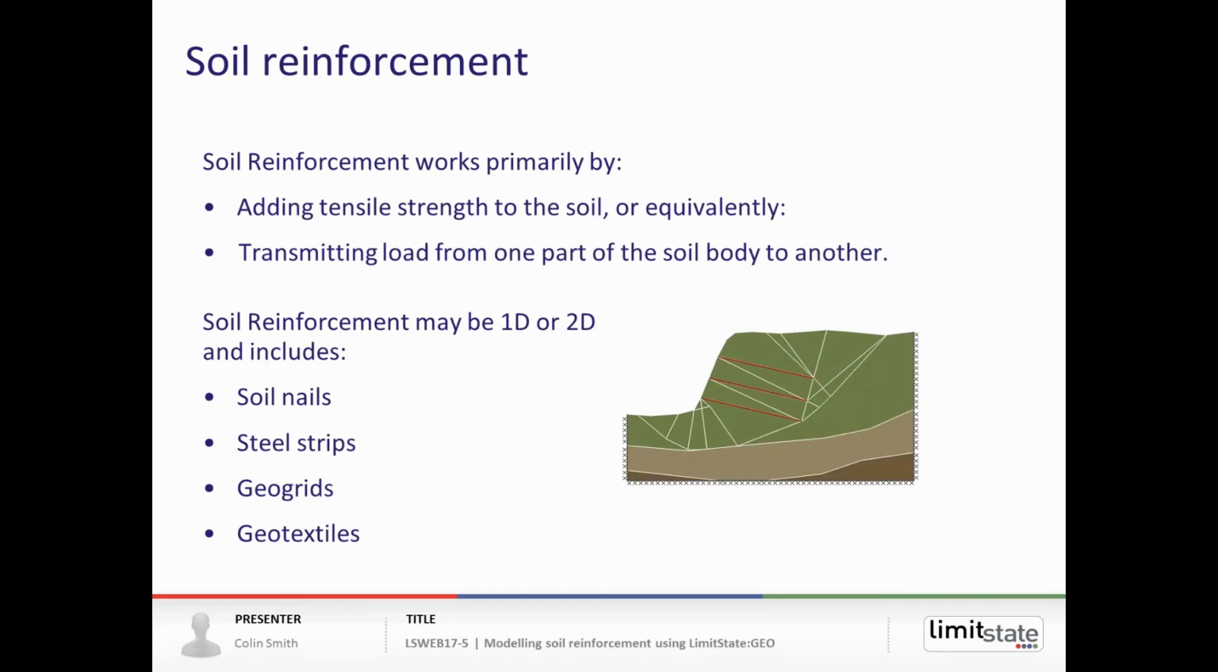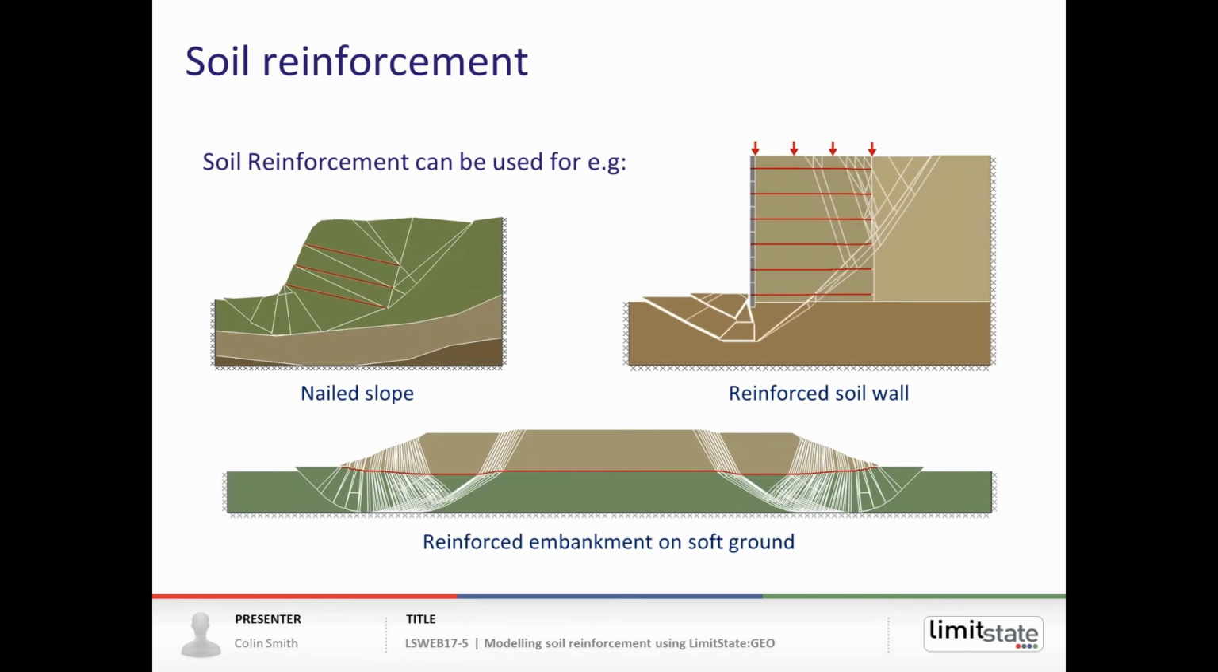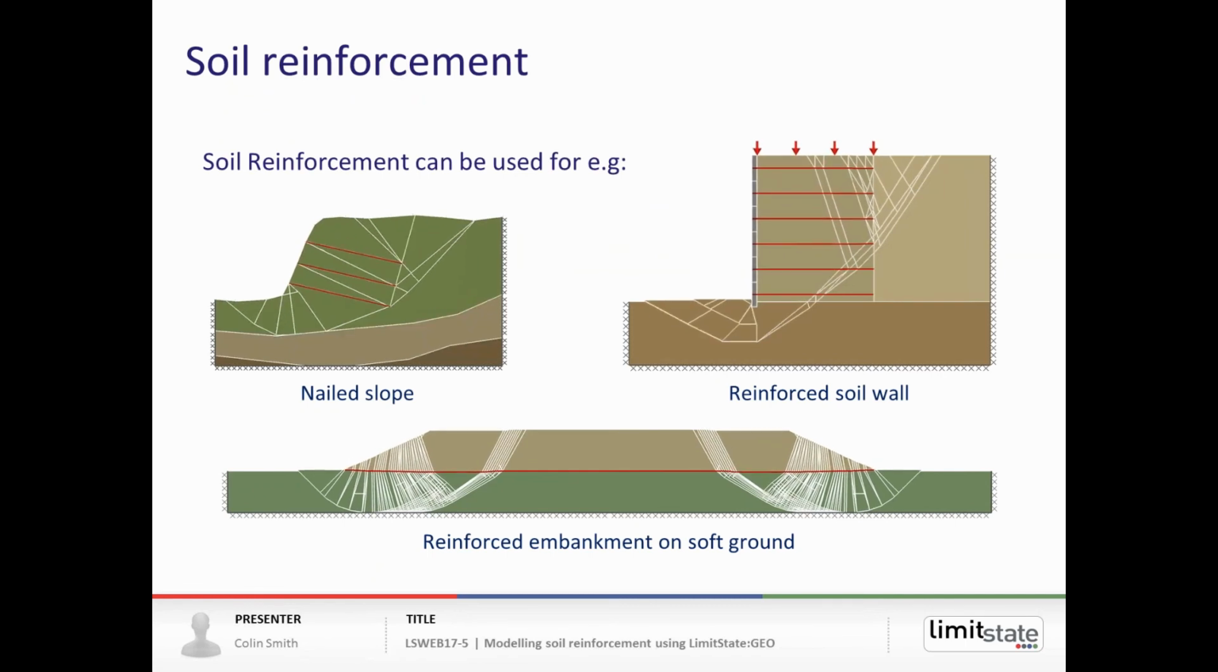So, quick introduction to soil reinforcement. As I'm sure many of you are aware, reinforcement works primarily by adding a tensile strength to the soil, or equivalently transmitting load from one part of the soil body to another. And reinforcement may be one-dimensional or two-dimensional, so it can include soil nails, steel strips, geogrids, geotextiles, etc. There's a large number of applications for soil reinforcement, and I've given 3 examples here as modeled by the software.